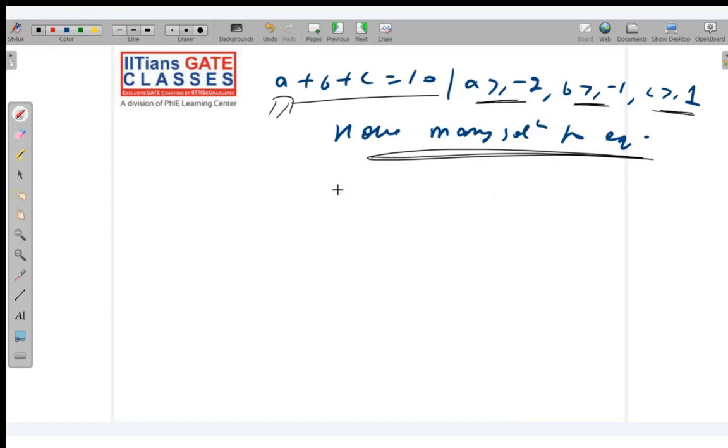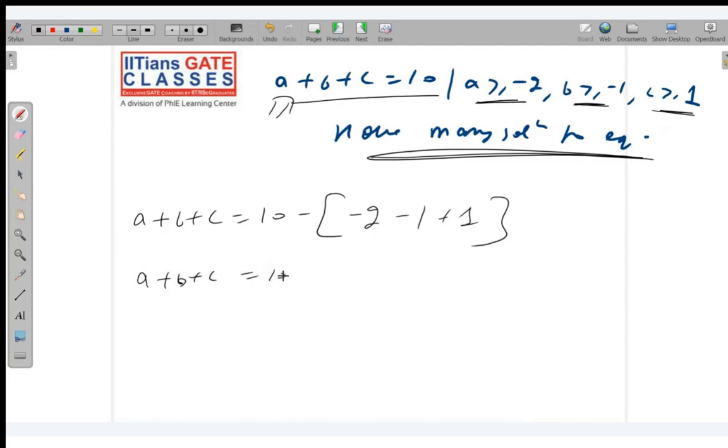So let me solve it. That is a very simple scenario. I will say a plus b plus c is equal to 10 minus the lower limits. First is minus 2, so apply minus 2. Next is minus 1, so apply minus 1. Next is 1, so you will apply plus 1. So I think it's simple. So a plus b plus c is equal to 10, and minus 2, minus 1 and plus 1 cancel, leaving plus 2. So it will become 12.